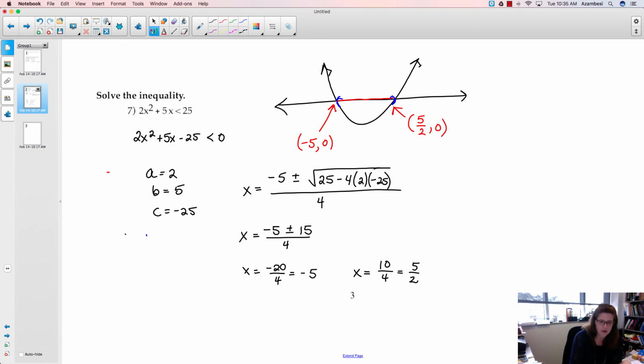So here is the actual answer. It's the region from negative 5 to 5/2. Now those are rounded parentheses because it's strictly less than. If it were less than or equal to, then we would use a square bracket here.